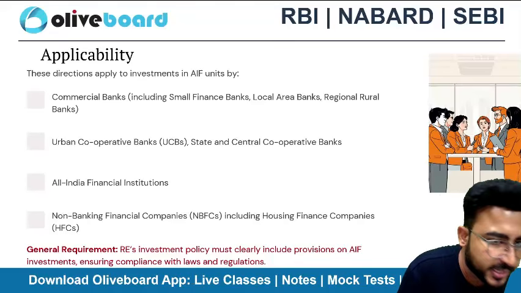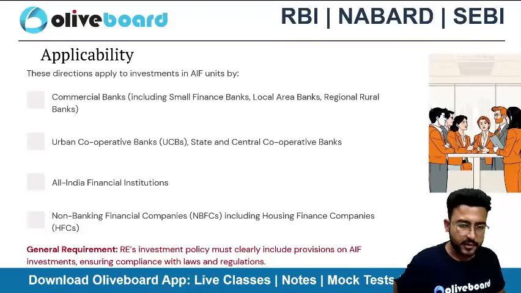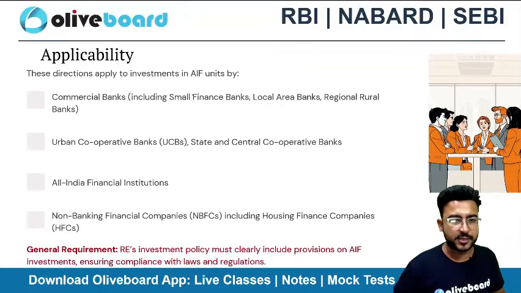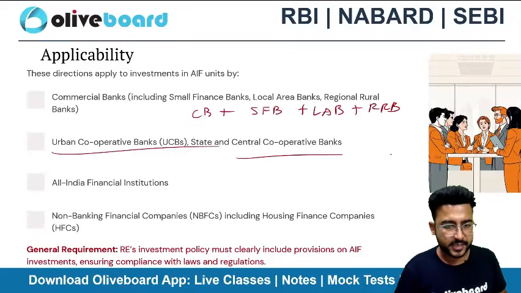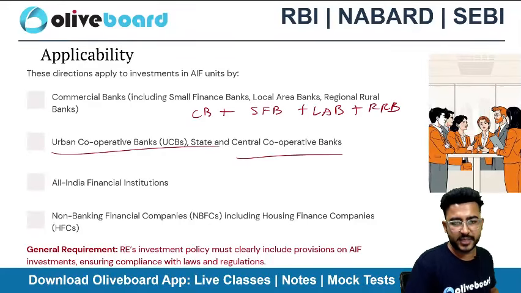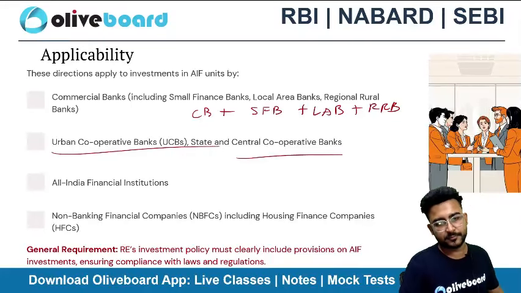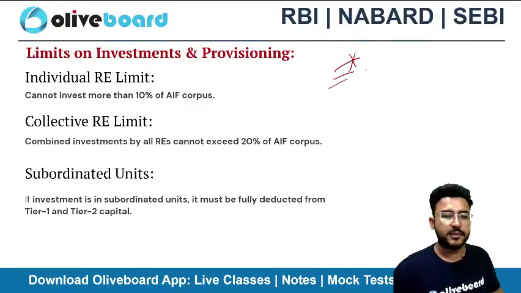This is the applicability. Commercial bank, including SFB, LAB, RRB. No matter SFB, LAB, RRB, everyone is included here. CB plus SFB plus LAB plus RRB, UCB, State Central Cooperative Bank, All India Financial Institution, NBFC, including the HFC. There are limits, and these limits can be important for your examination.